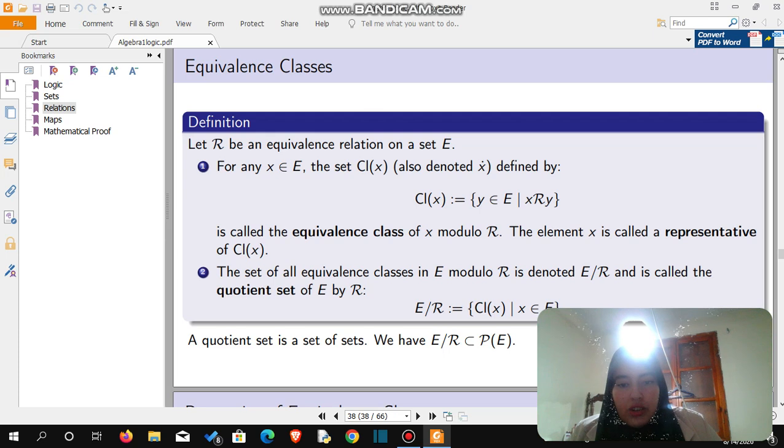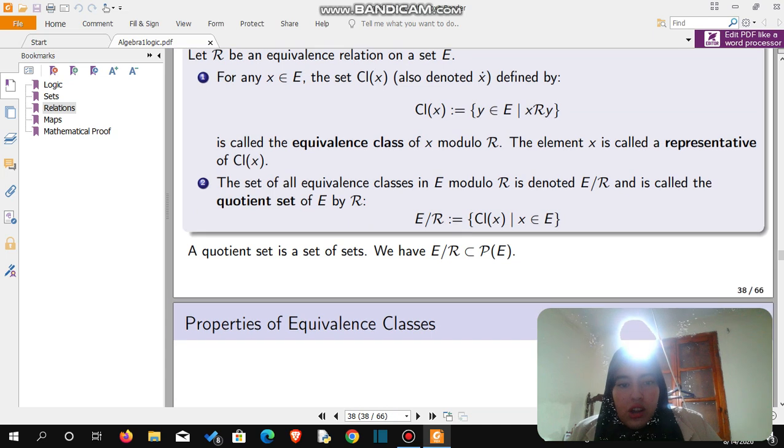E/R equals the set of classes cl(x), where x is in E. The quotient set is a set of sets, and it is included in P(E). P(E) is the set whose elements are every set possible that we can generate from E.